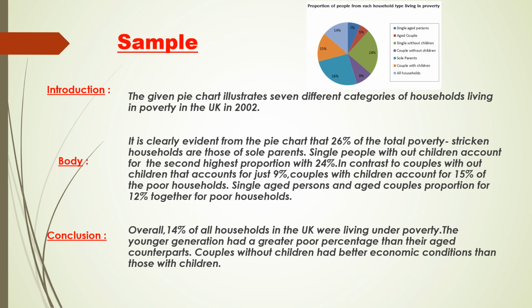Overall, 14% of all households in the UK were living in poverty. The younger generation had a greater poverty percentage than their aged counterparts. Couples without children had better economic conditions than those with children. So based on your graph and understanding, you need to interpret and finally give the conclusion. Is that okay? Now let us move to another example.